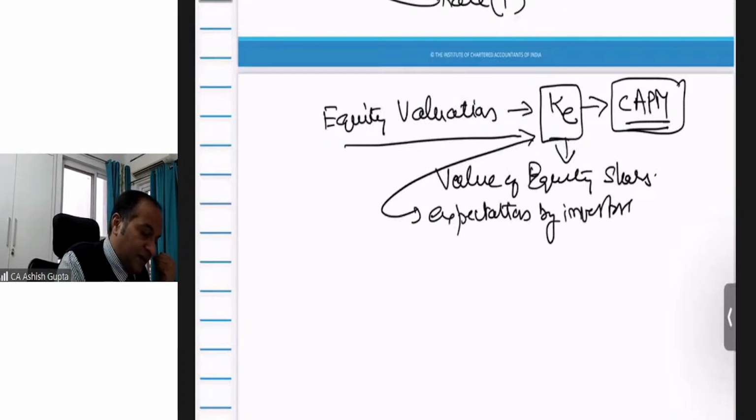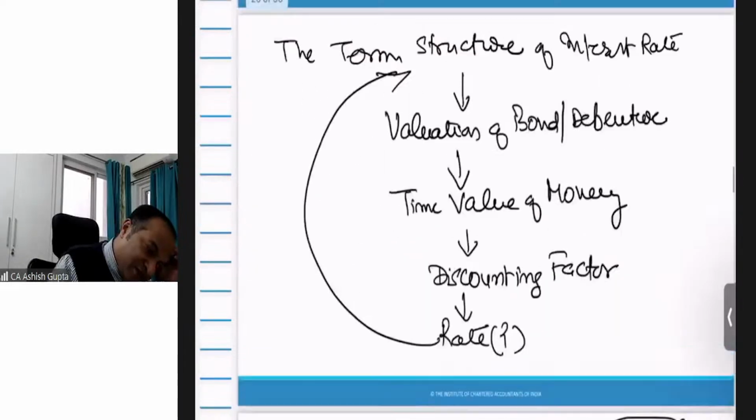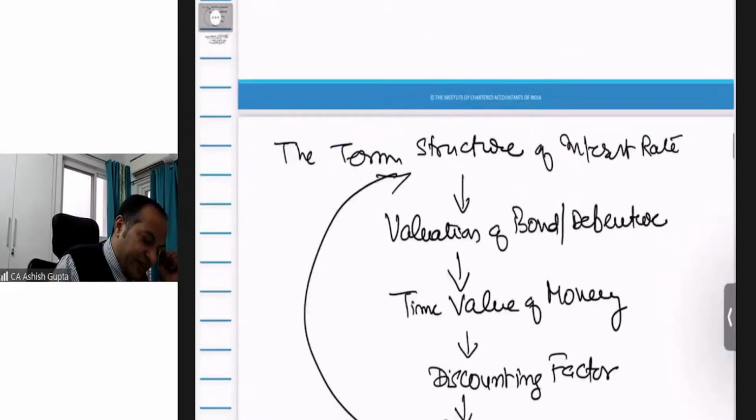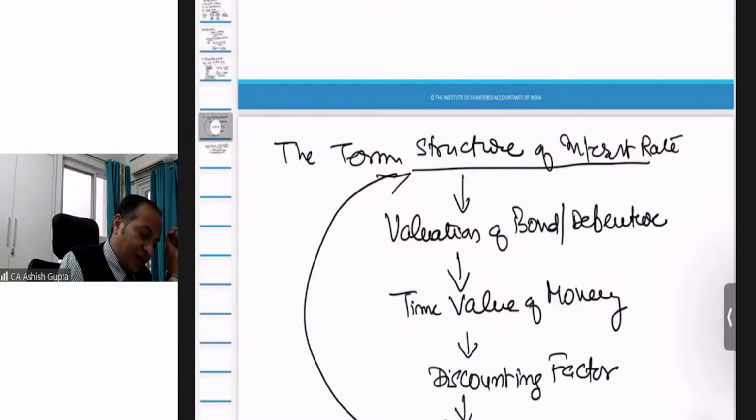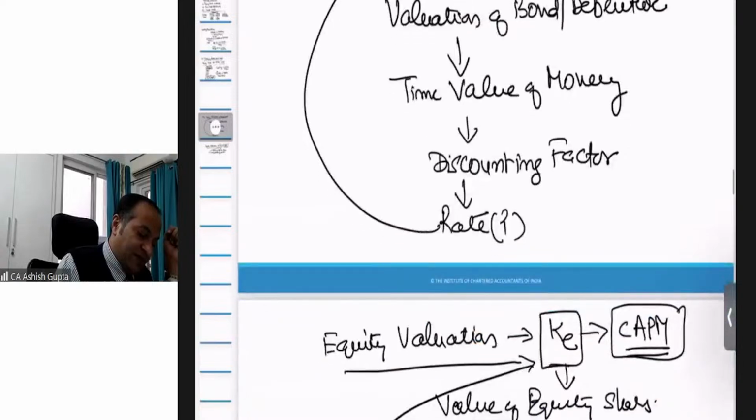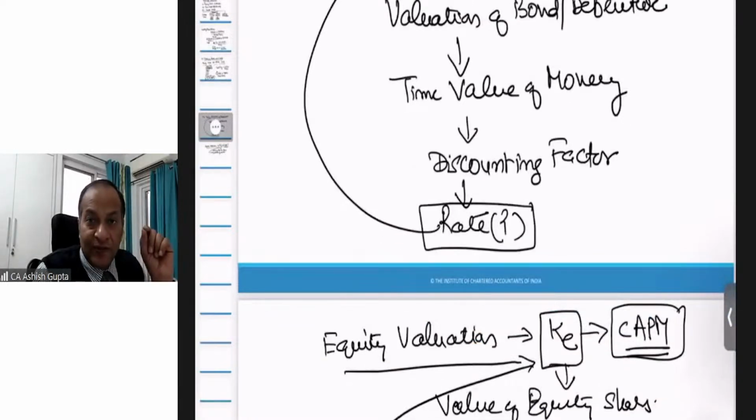In a similar manner, how much the investor expects depends on the term structure rate. This term structure rate provides the basis for the valuation of bonds. The term structure can be of four types, which we will discuss later in detail. For the time being, it is only the basis that provides the rate for discounting the debentures or bonds.